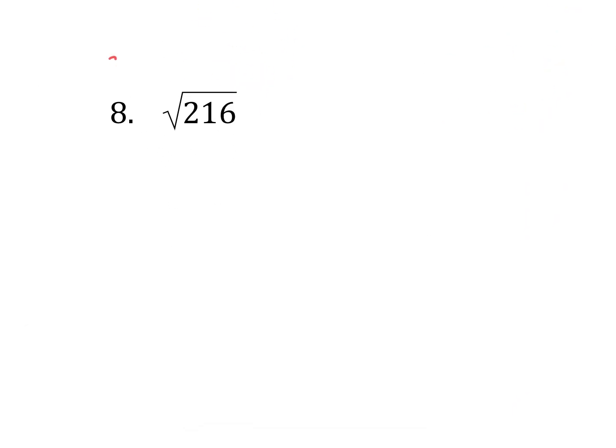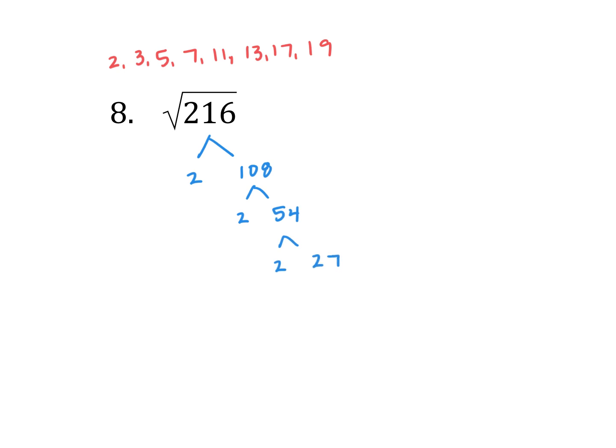Okay, let's try number 8. 216. 216 is odd, or sorry, not odd. It's even because of that 6. So I'm going to say 2, and 216 divided by 2 is 108. 108 is even, so I'm going to say 2, and I get 54. 54 is even. I get 2 and 27. Well, 27 is an odd number, so instead of dividing it by 2, I'm going to divide it by 3. So I'm going to say 3 and 9.